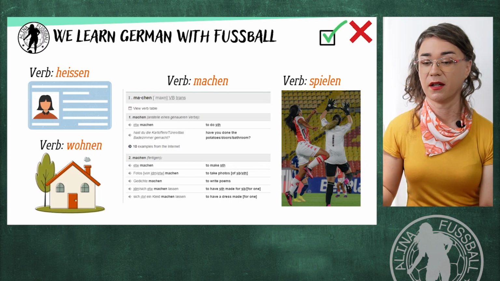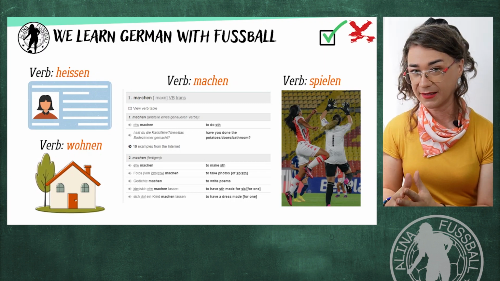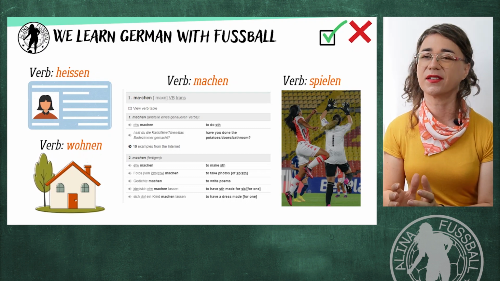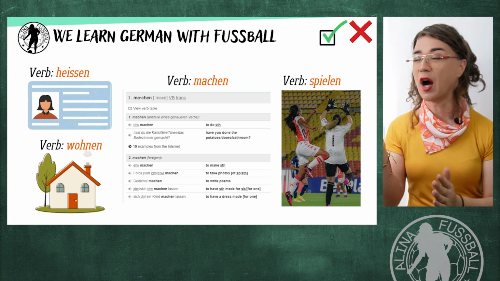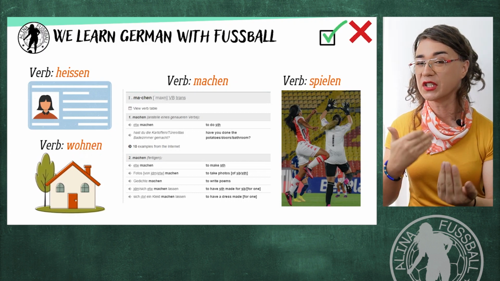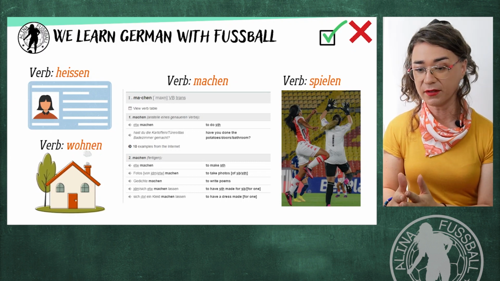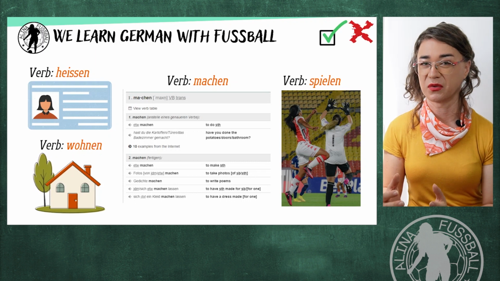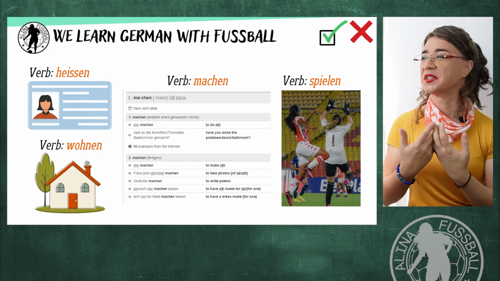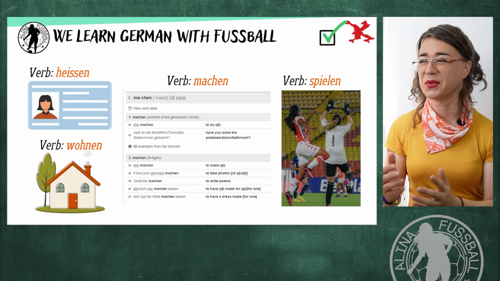In order to do that, I'm making use of pictures and definitions. For the verb heissen, I used this ID card because remember, in the ID cards we always have our names written there. So the verb heissen refers to the name, you know. Now the verb wohnen refers to the action or being inside a house, spending your nights there, sleeping, cooking, you know, interacting with your family.